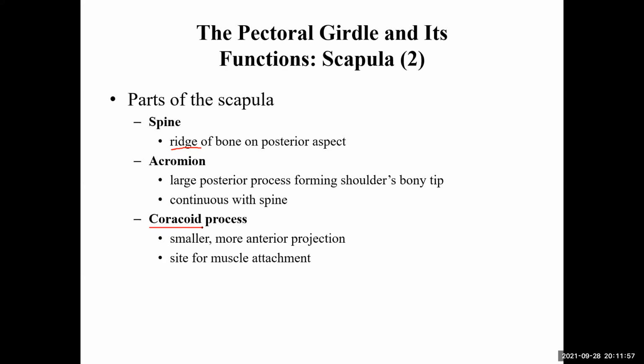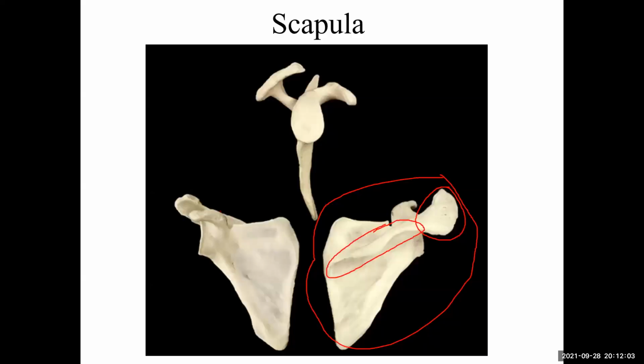But the coracoid process is a projection that comes off the anterior aspect of your scapula. So it's tough to see, but that's this guy right here. Also, you can see it from this view. That's the coracoid process, and this is the acromion right here. The coracoid comes off the front.